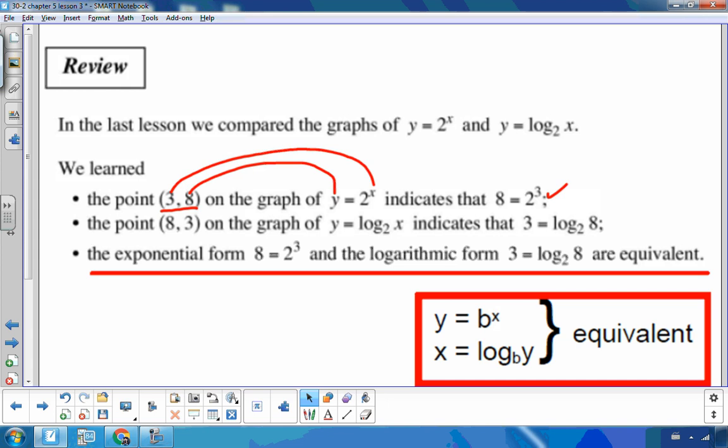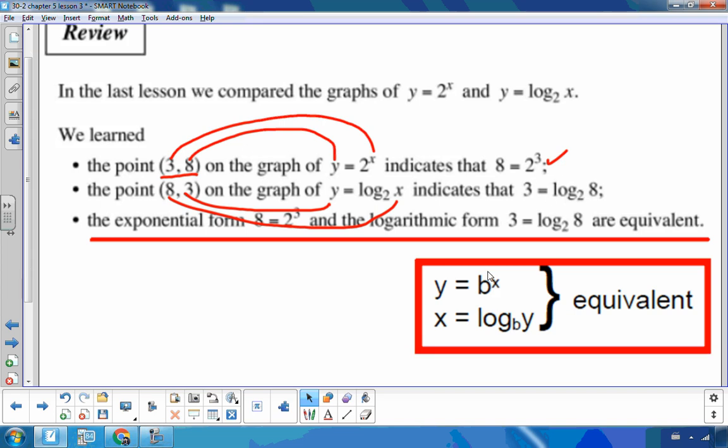We saw that the point, if I flip it around, (8, 3), was on the graph of y equals log base 2 of x. So again, substituting this in for x, substituting this in for y, that means that 3 equals log base 2 of 8. So those are the same points on two different graphs. What that tells us is that 8 equals 2 cubed is equivalent to saying 3 equals log base 2 of 8. It means the same thing.